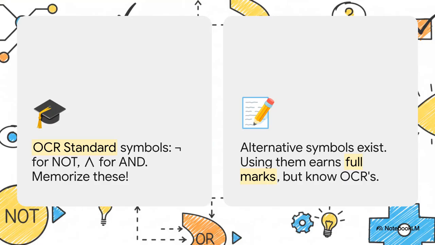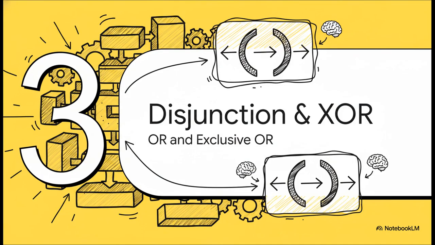Now, take a look at the standard OCR exam symbols here. You've got the little hook for NOT and the upward pointing caret for AND. These are exactly what you'll see printed on the exam paper. Now, compare these big ones to the alternative symbols you might have seen in different textbooks or programming languages. Here's a quick pro tip for you. If you use the alternative symbols in your written answers, you'll actually still score full marks. But, and this is a big but, you must be able to instantly recognize the official OCR ones when you're reading the prompt. Let's move on and see how this builds.